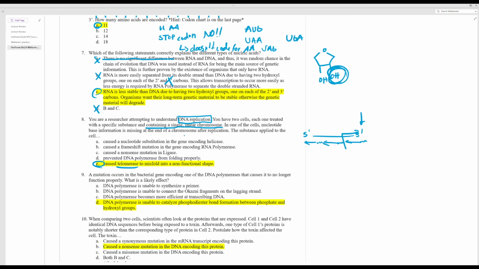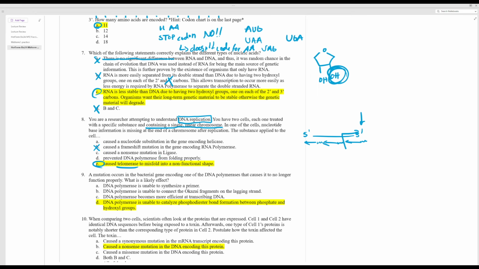Now, this is assuming that those proteins aren't already made. If you've already made all the replicative proteins, like DNA polymerase, and then RNA polymerase is mutated, then you'll be totally fine, at least for the first round. And then they'll get to the actual cells and they'll all die because there's no proteins present. But if the DNA replication proteins are already present, then you would be fine. But still, it's not highlighting a linear chromosome with base information missing at the end.